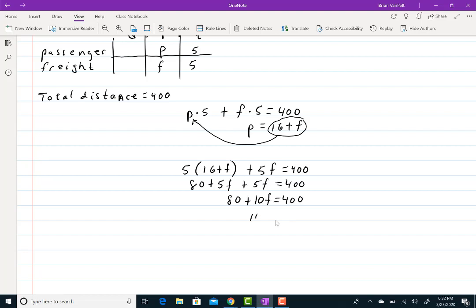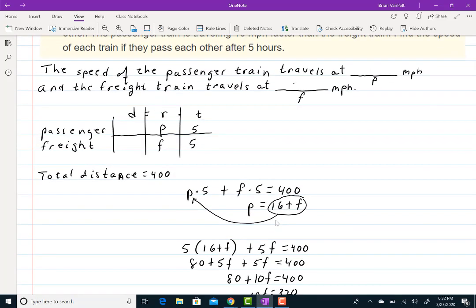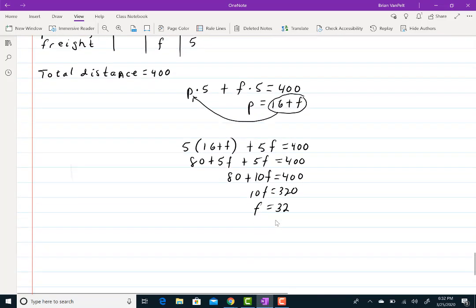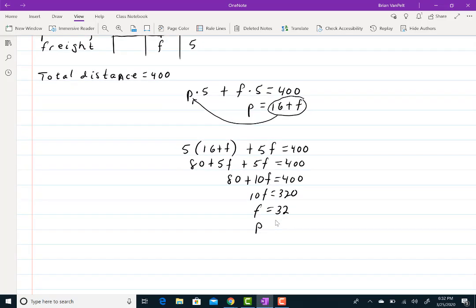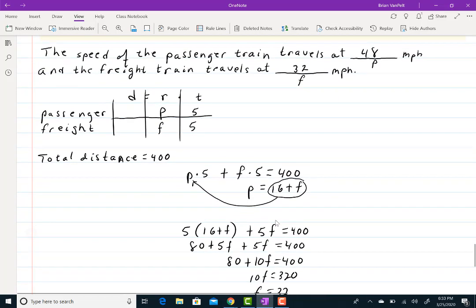Subtract 80 and I'll get 10F equals 320. Divide by 10 and I get F is equal to 32. On the other hand, P equals 16 plus F. So P is 48. And then to check them, they're traveling toward each other at a combined rate of 80 miles per hour. 80 miles per hour times 5 hours is indeed 400 miles.